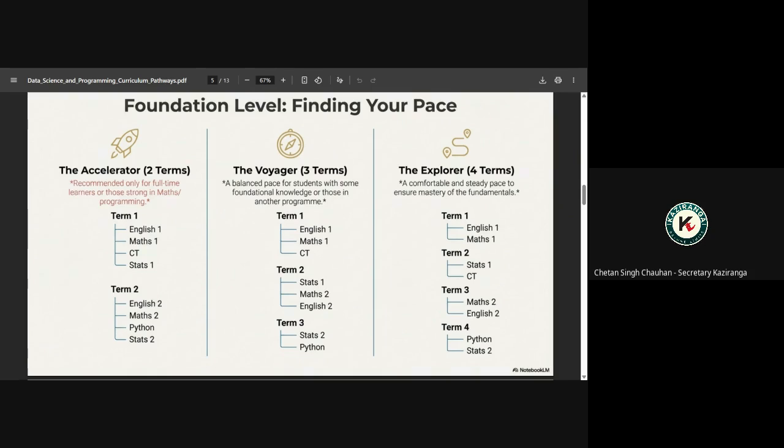I have only two subjects remaining: maths 2 and stats 2 in foundation. Nil. Any tips for it? My tip would be that you have a long term break right now, and please go through the content. The content is publicly available on YouTube.